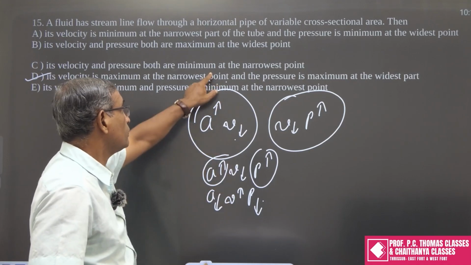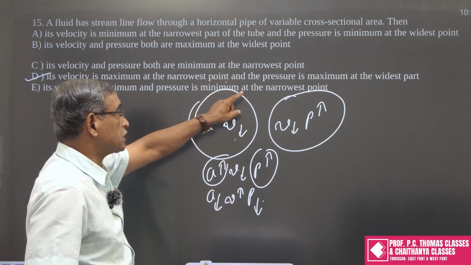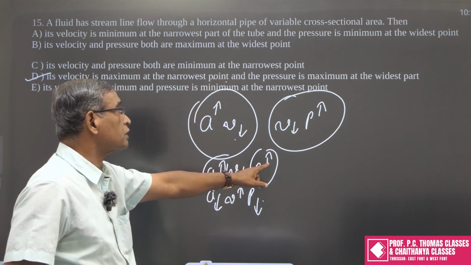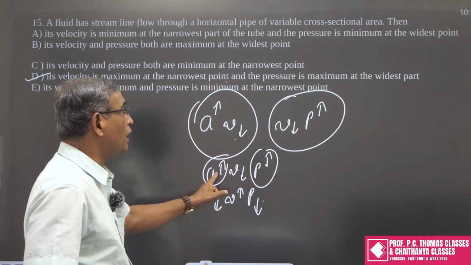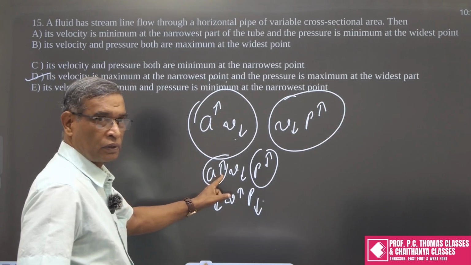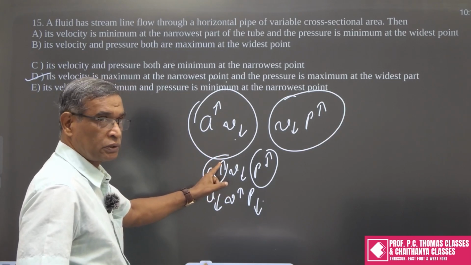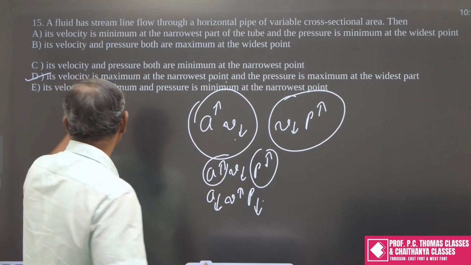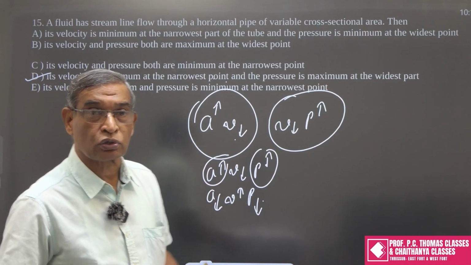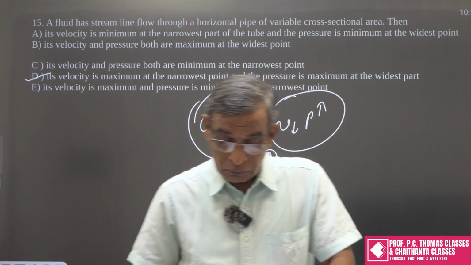That statement is correct. Next part: pressure is maximum at the widest part, where the area of cross-section is large. Therefore, that statement is also correct. So the most correct option is the one that says this. Next.